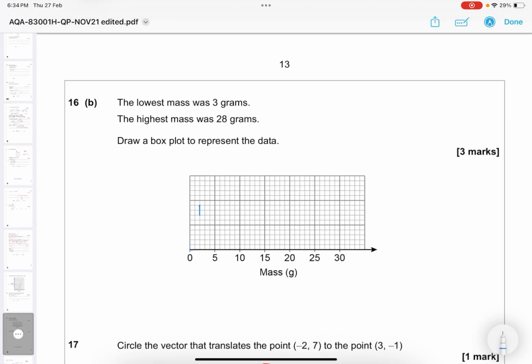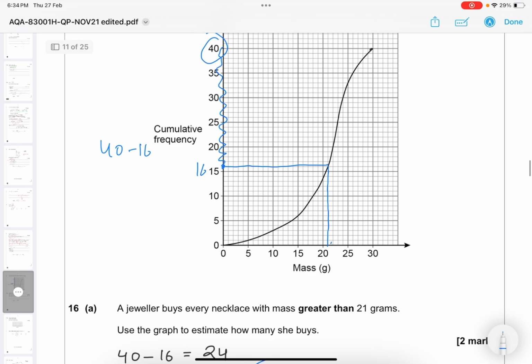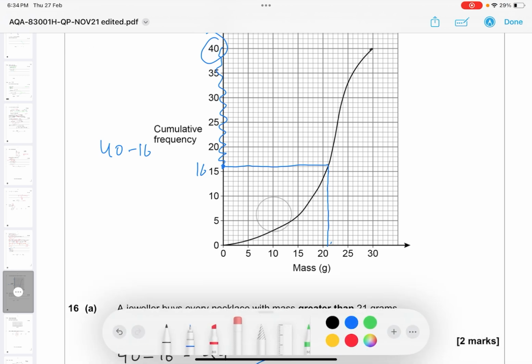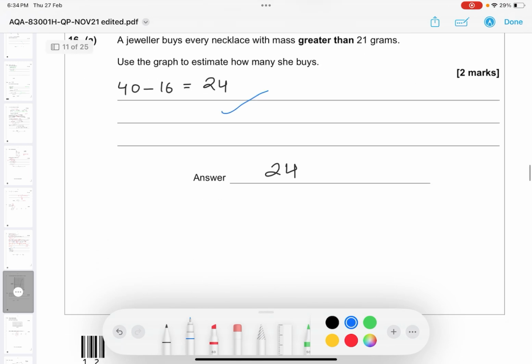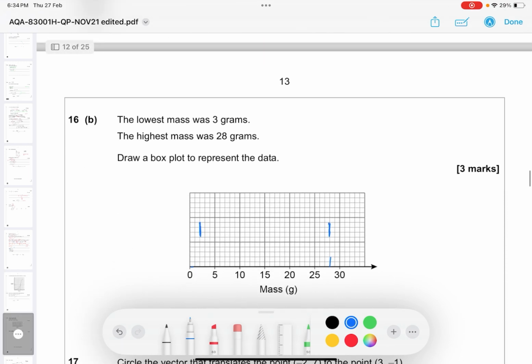So the lowest was 3, so we'll put 3 like this. And the highest was 28. So 28 would be somewhere here. So 28 over here. Now let us find the median for the data. What is the median? Median would be at 20. So at 20, the median is 22 gram. So at 22 gram, this is our median.